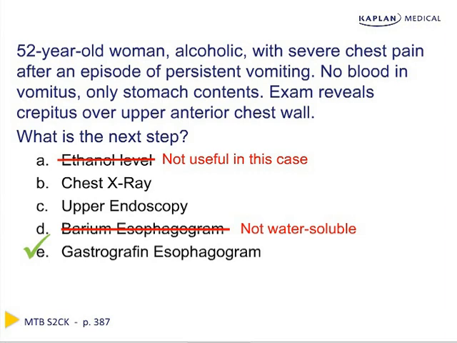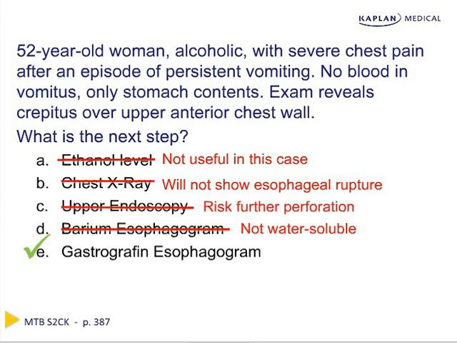While an ethanol level would likely be positive in this patient, it is not helpful in diagnosing or treating this patient's emerging condition. A plain chest X-ray without contrast will not show you an esophageal tear, and performing a scoping procedure on this patient is absolutely and completely contraindicated because sticking a scope into a ruptured esophagus would likely increase the extent of the damage.